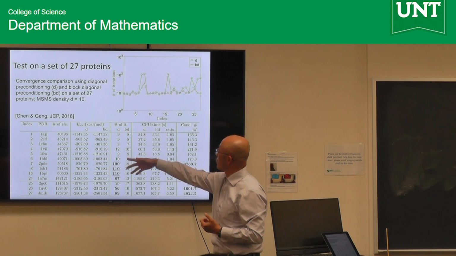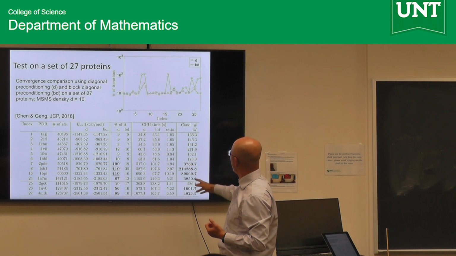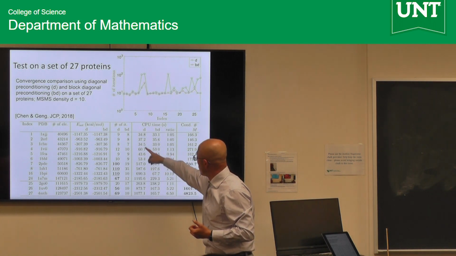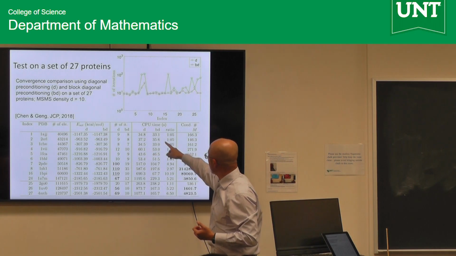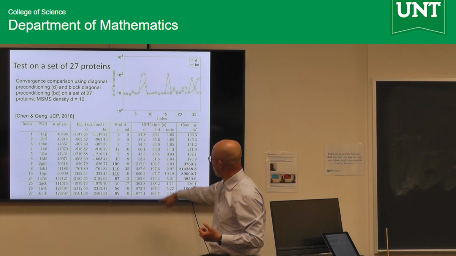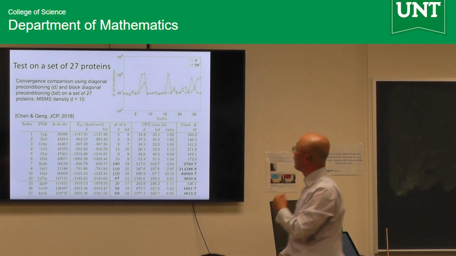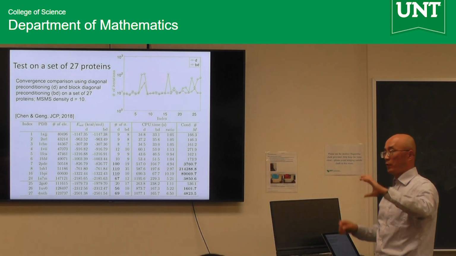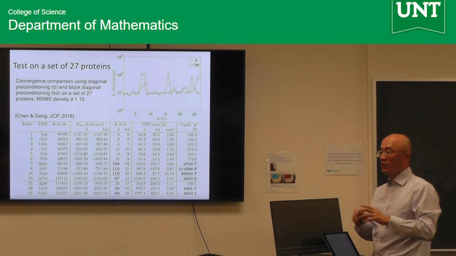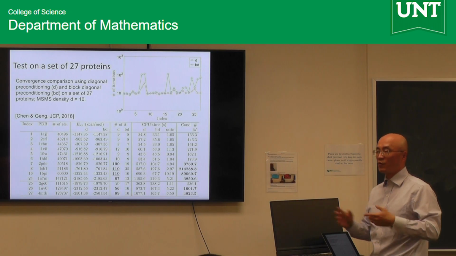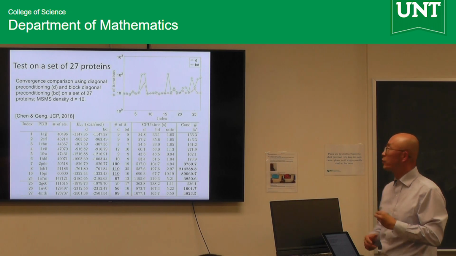For example, when you solve this protein problem, originally the CPU time looks like this way. But if you use the preconditioner, the CPU time is reduced this way. This is some idea. And when you look at the n-body interaction, if you think about the physics, it can actually help you to find the good preconditioner.